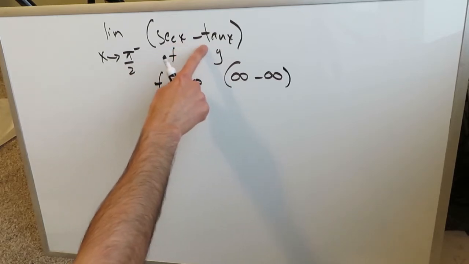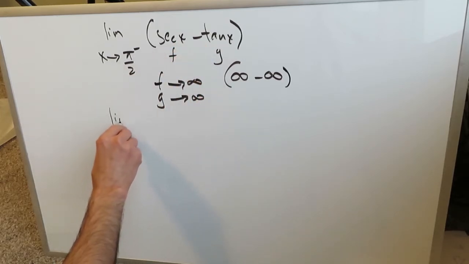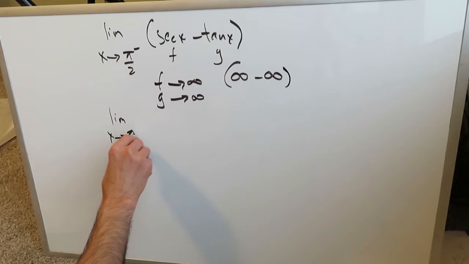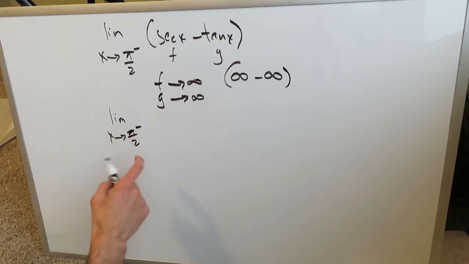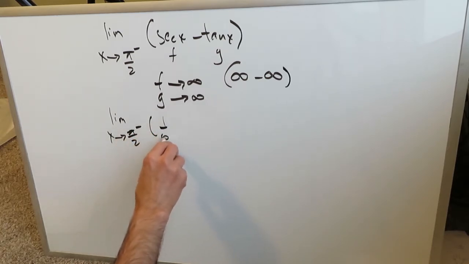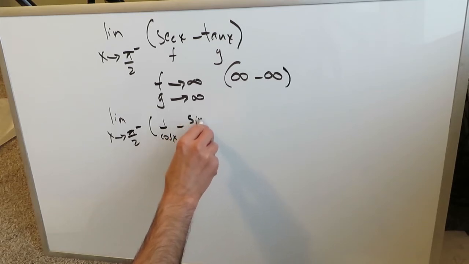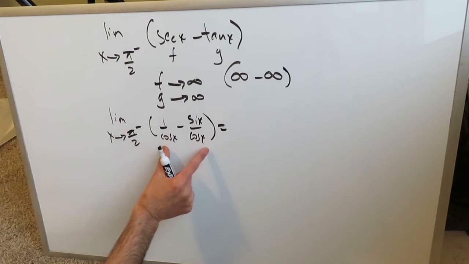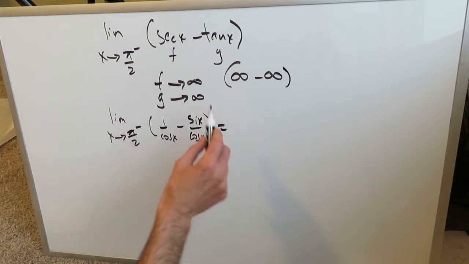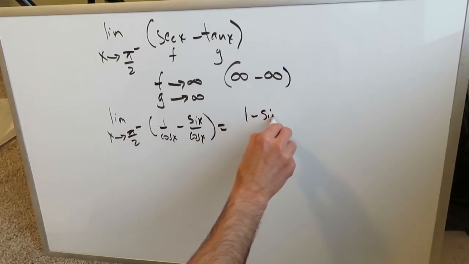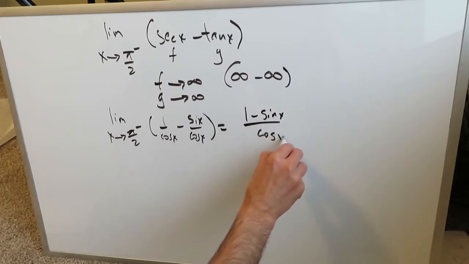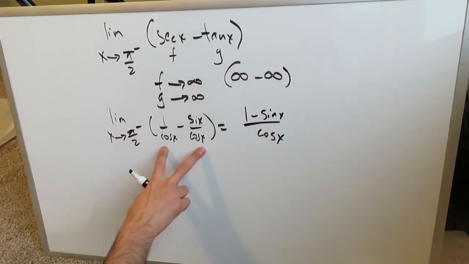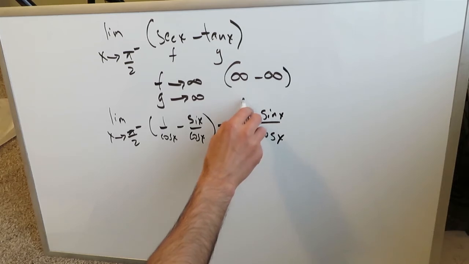We can look at this in terms of its base functions. You can rewrite everything as this: limit as x approaches pi over 2 from the left, you really have 1 over cosine x minus sine x over cosine x. You can do this simplification over here, common denominator and all of that. You get 1 minus sine x divided by cosine x, right? If you do this entire expression by algebra, you can convert it into this.